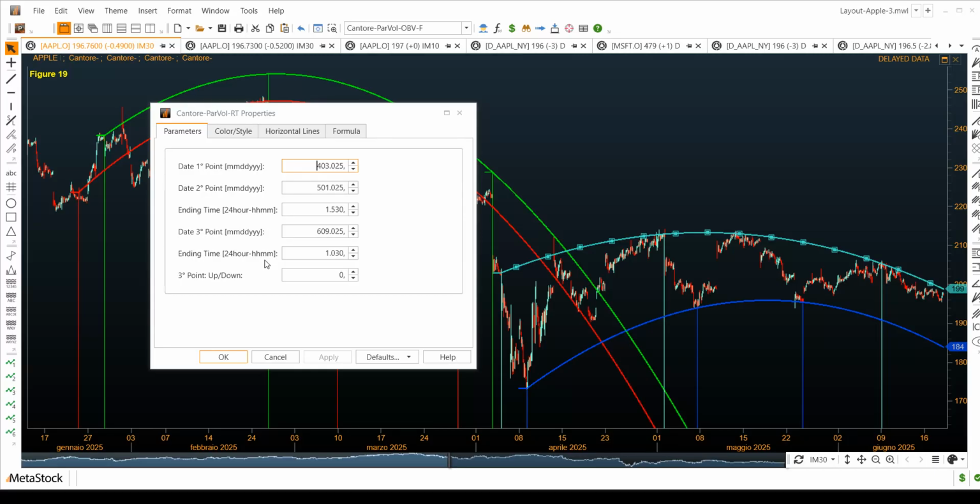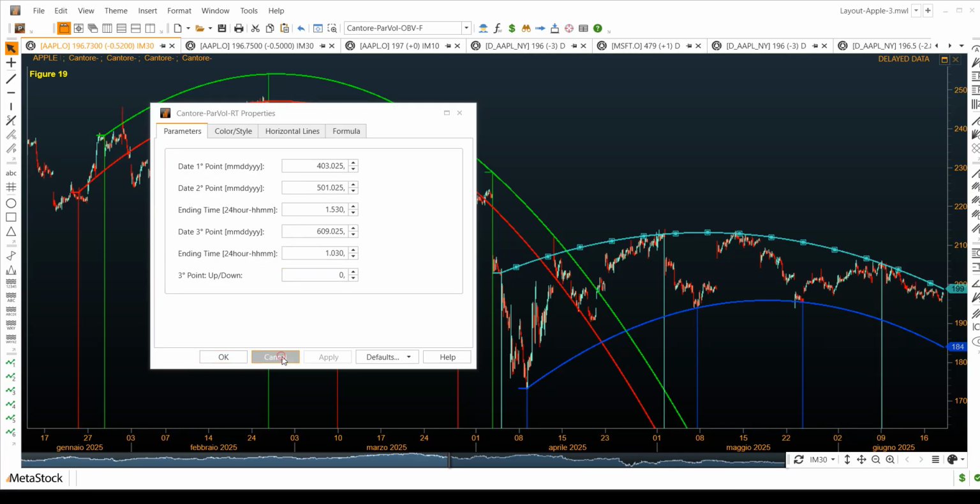This artifice that I have currently adopted sees the attribution of only the daily date for the first point of tangency, the attribution of the date and fraction of the day for the second point of tangency, and finally the attribution of the date, the fraction of the day, and also the possibility of moving up or down the closing quotations of the bar concerned for the third point of tangency.